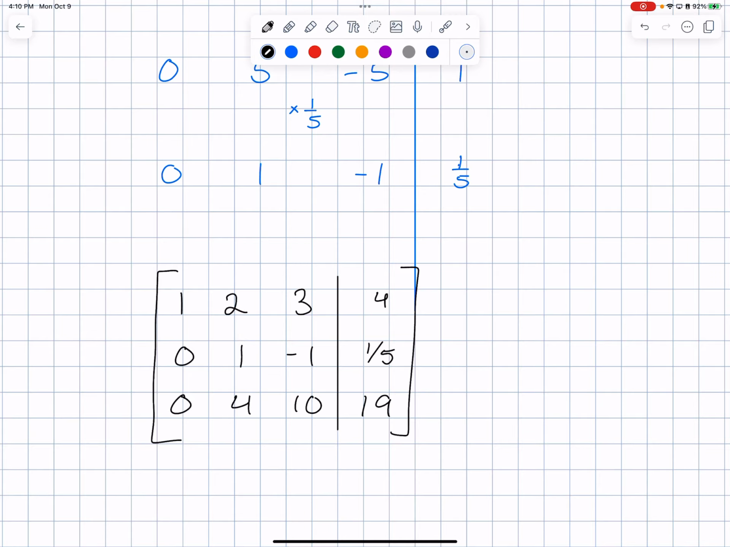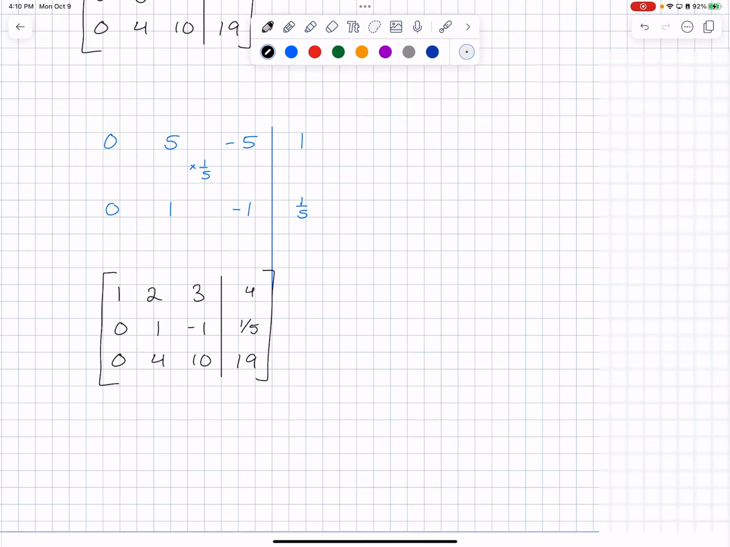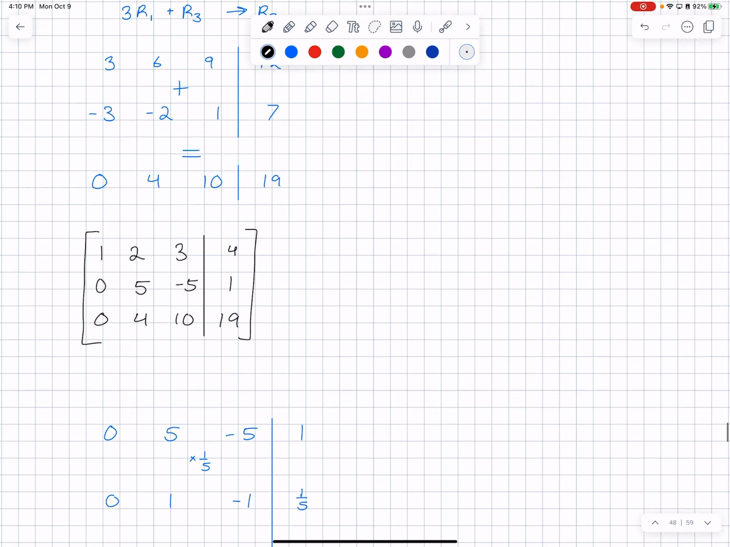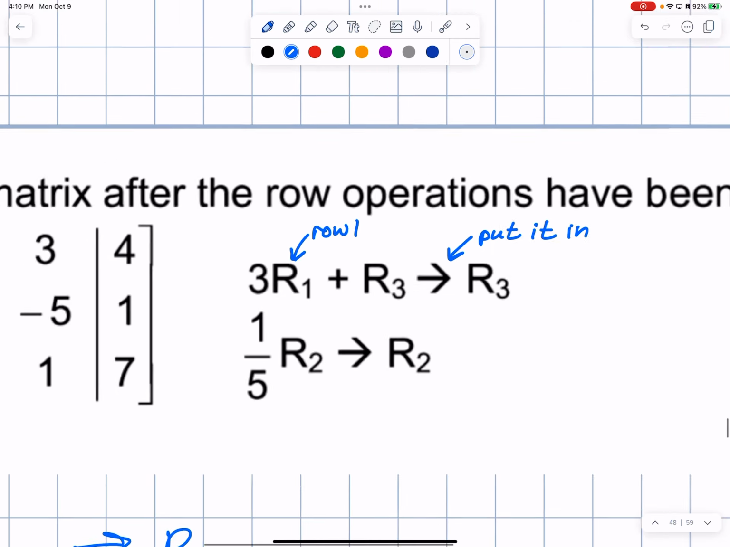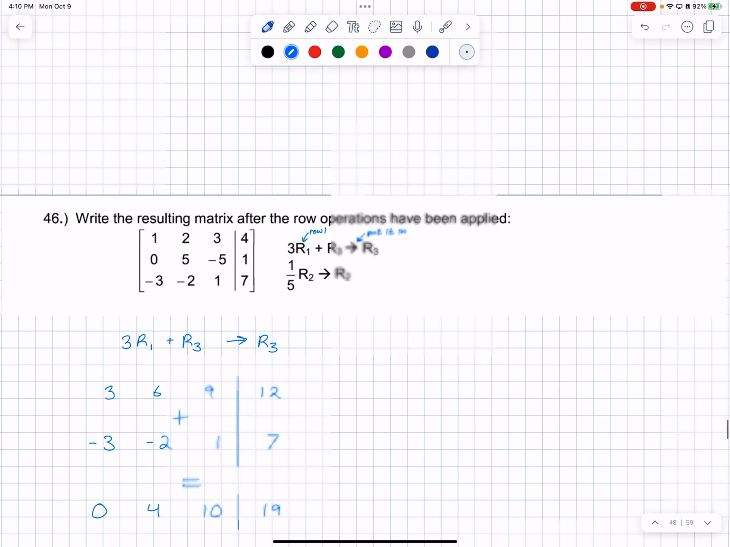Questions? It gives you the step by step for this. Just follow it. This means row 1. This means row 1. This means where to put it.